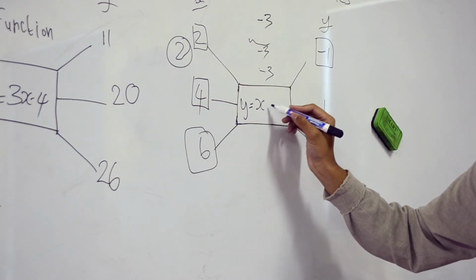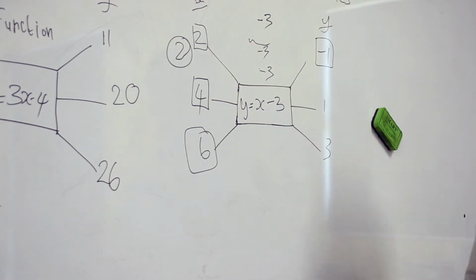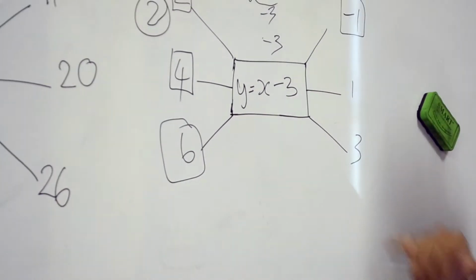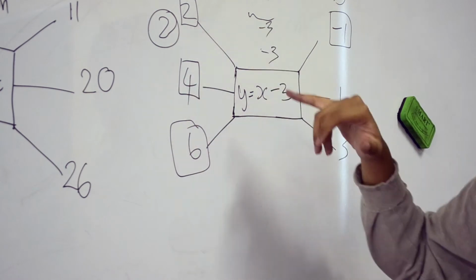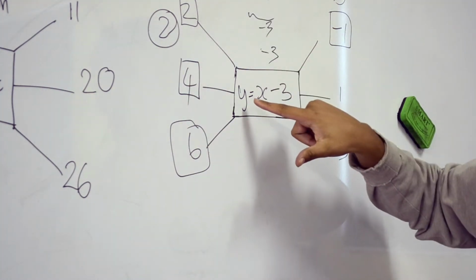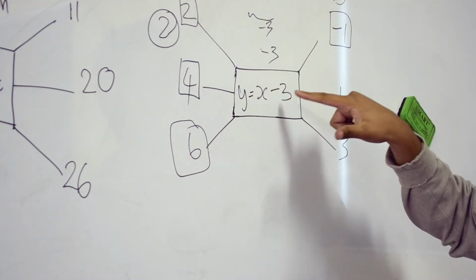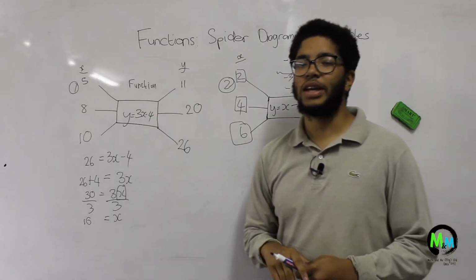our input, minus 3. Okay, and you'll see if we substitute these values in here, we'll end up with our answers once again. So if I say my x is 2, then it will be y is equal to 2 minus 3, which is equal to negative 1.